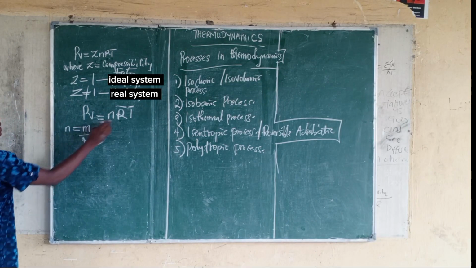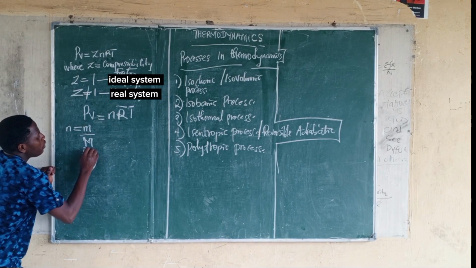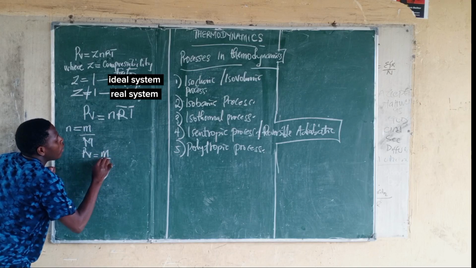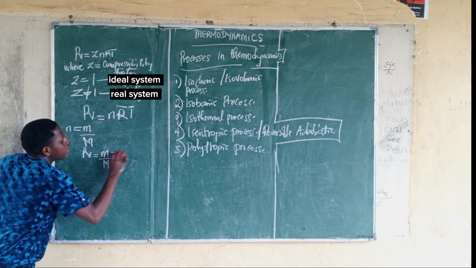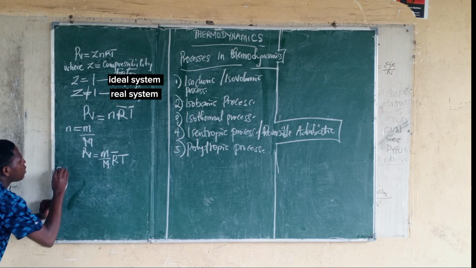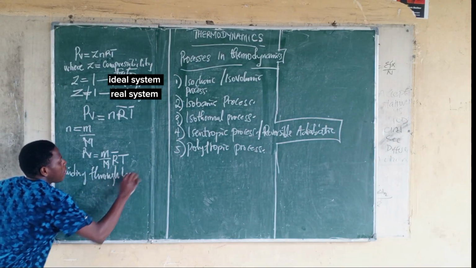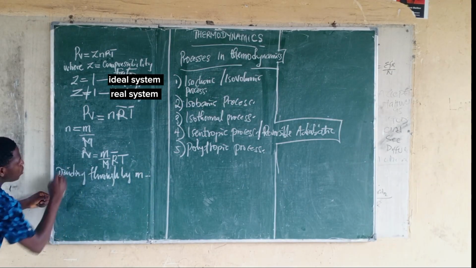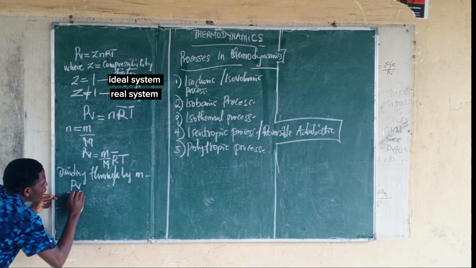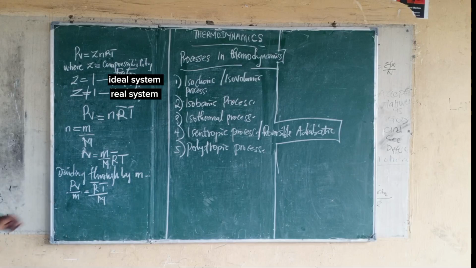So we can substitute this into the equation. PV is equal to m over M, times R̄T. Now let's take this mass to the other side of the equation by dividing both sides by mass. If you divide by mass, you have PV over m is equal to R̄T over molar mass.